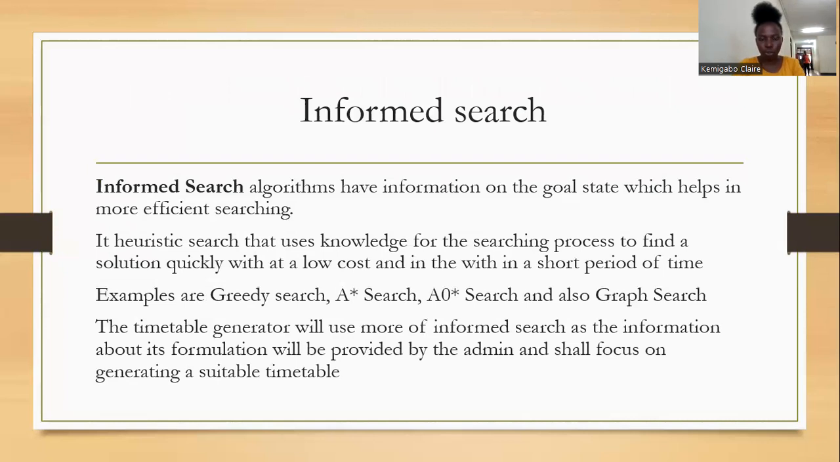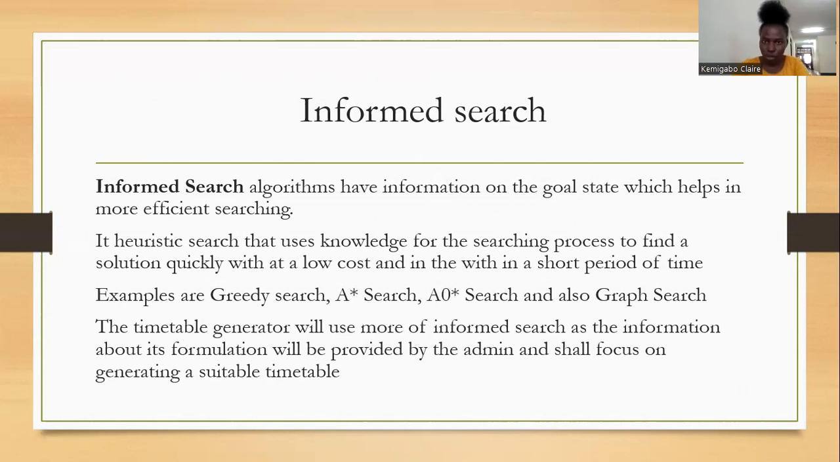I'm also going to explain informed search. Informed search has information about the goal state, which helps in more efficient searching. In order to do an informed search, you have to have previous knowledge about something. It's not completely blind, where you don't know anything about what you're going to be doing. Informed search is a heuristic search that uses knowledge in the searching process to find a solution quickly at a low cost. It is optimum and you get the solution within the shortest period of time.